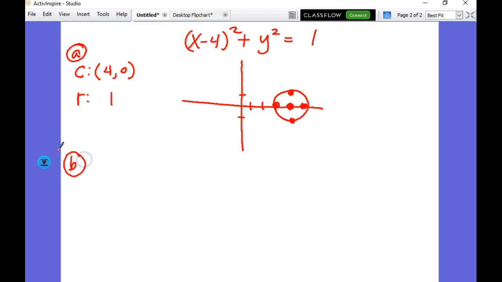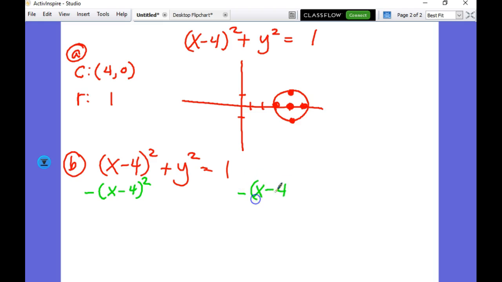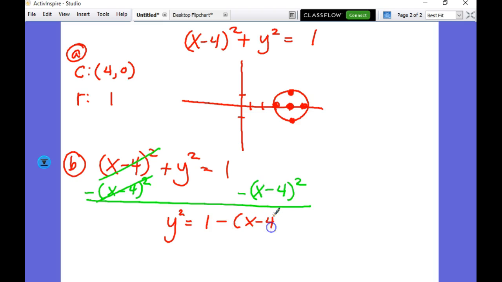Second thing they wanted us to do is to solve for y. So they want us to get the y variable by itself. Okay, so to do that, I'm going to show you the algebra. All we're going to do is subtract this whole chunk on both sides. So over here it cancels out. And we're left with y squared equals 1 minus (x minus 4) squared.